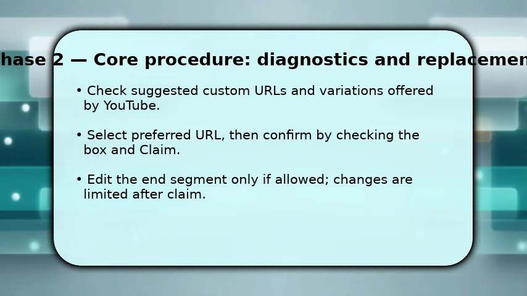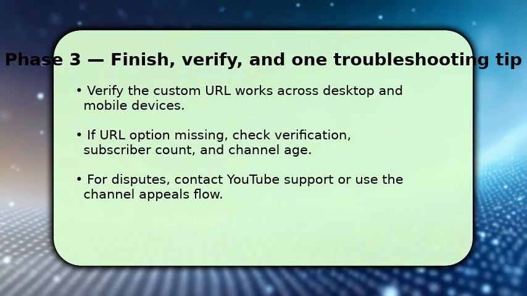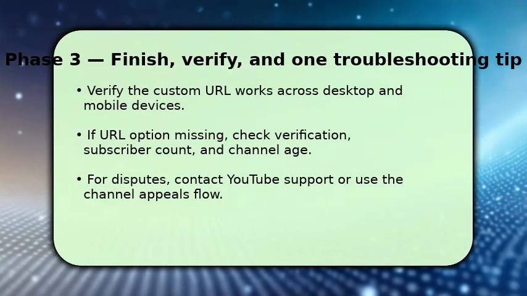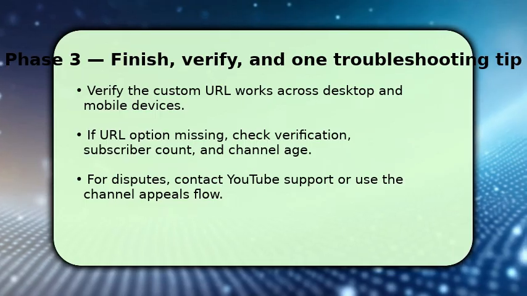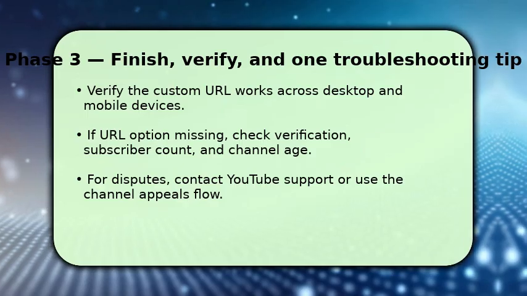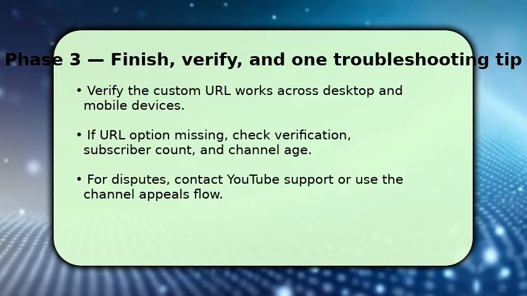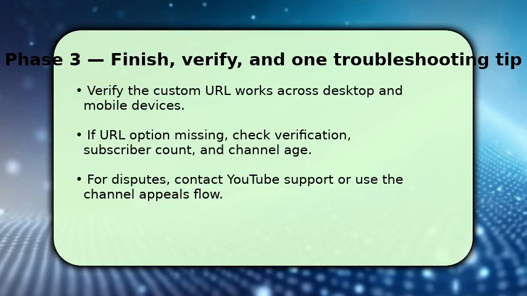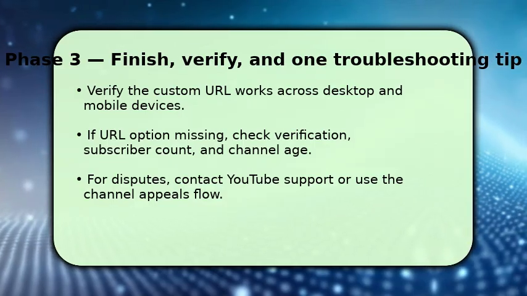After claiming, test the custom URL on desktop and mobile to confirm it resolves to your channel, because propagation can take minutes. If you don't see the option initially, recheck verification, subscriber threshold, and that you haven't recently changed channel name. These conditions block the feature.